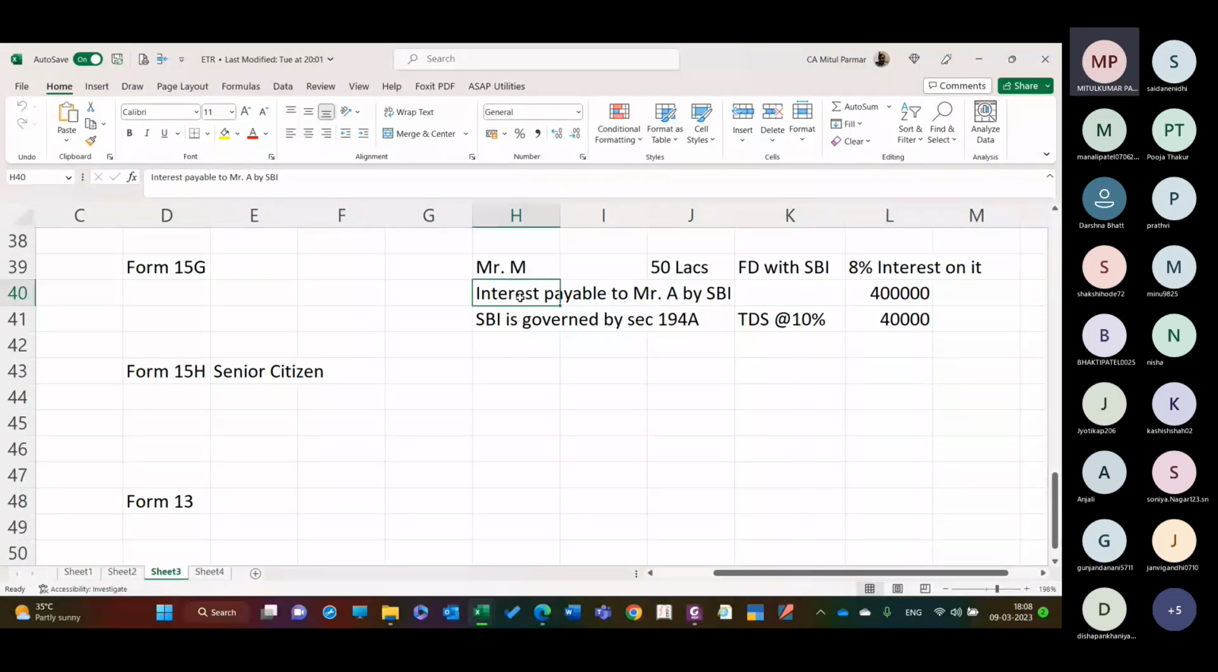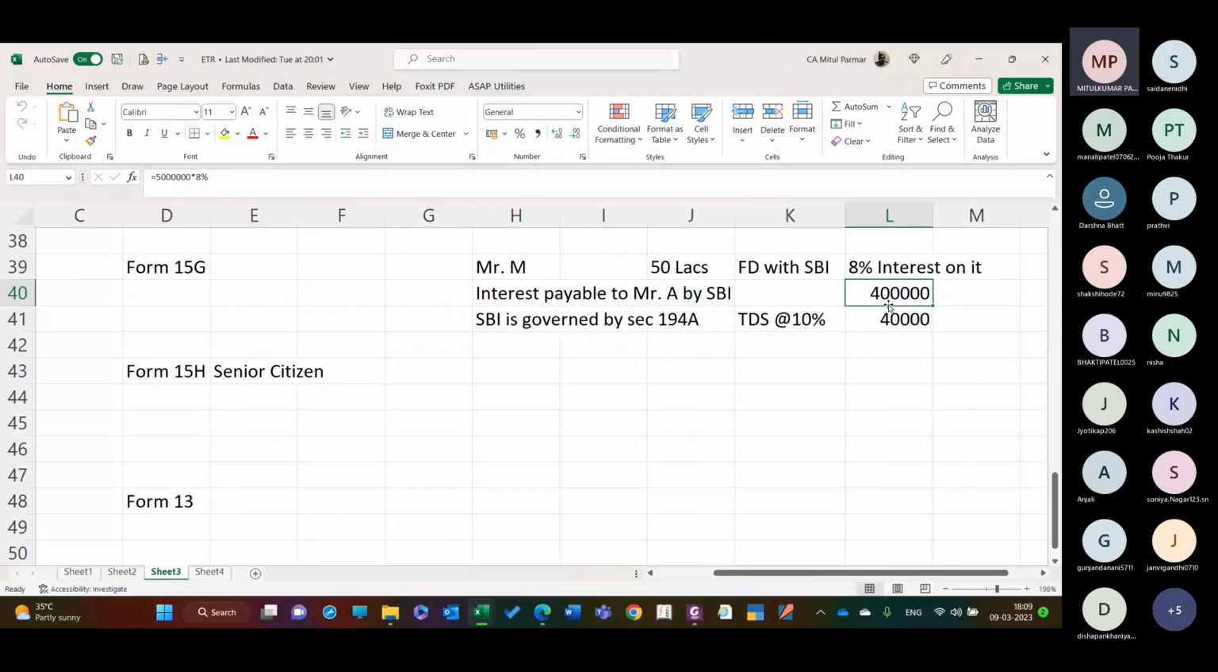If Mr. M has one big property and he has given it on rent to someone, and someone is making the payment of rent and deducting the tax. Suppose he has a very big bungalow and he has given it on a rent of 40,000 per month. So 4,80,000 he is going to receive, because it is given on a rent of 40,000 per month. So in 12 months it is 4,80,000 rupees.